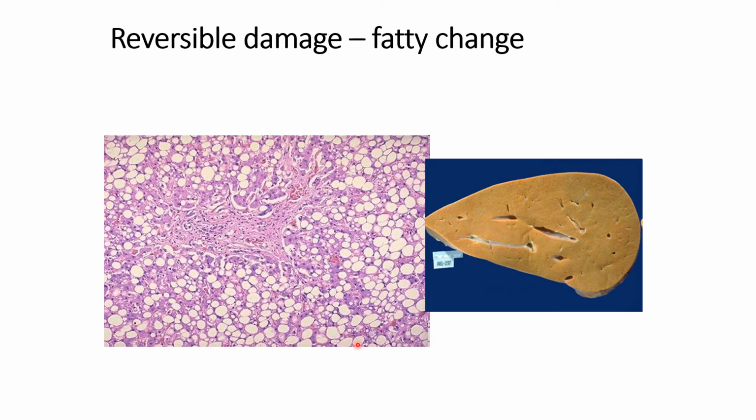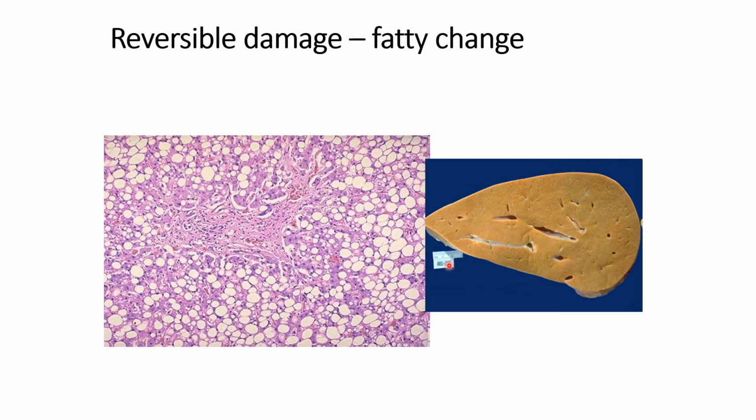Another important change that happens in the case of reversible injury is the fatty change. So the swelling of the cells and the fatty change are features of reversible injury. This is an example here from the liver. The liver, in cases of injury or toxins, will undergo fatty change.